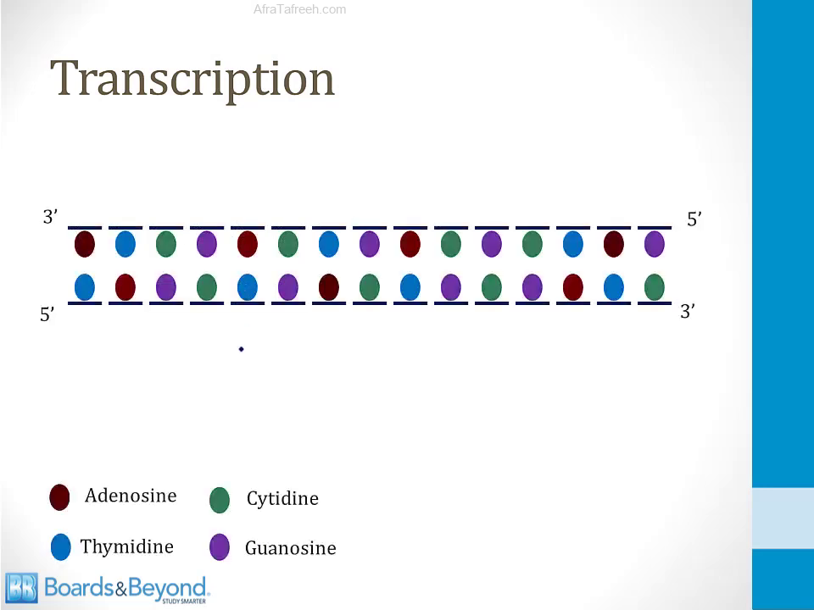To understand the process of transcription, let's take a look at this cartoon I've made of a double strand of DNA. At the top, we have a strand of DNA going from 3' to 5', and anti-parallel to that, we have a complementary strand of DNA that runs from 5' on the left to 3' on the right. I've denoted all the different nucleotides and bases by colors, and they are complementary to each other so that adenosine is always paired with thymidine and cytidine is always paired with guanosine.